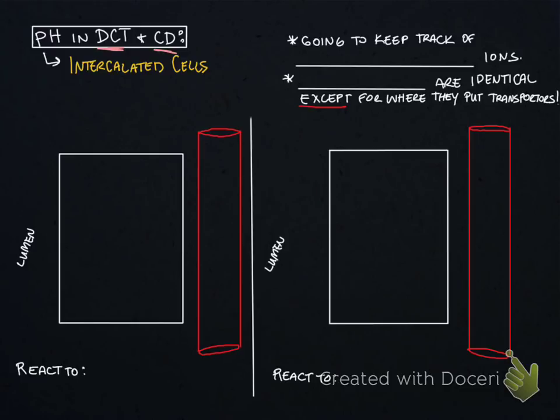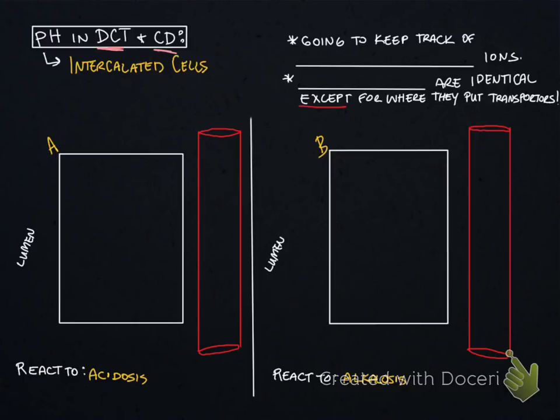Okay. And I could have drawn these one on top of the other like they're next to each other, but I thought it was easier to see them separate. So we have like two flavors. Here's flavor A and flavor B of these intercalated cells. Type A is going to react to situations in the blood that are acidosis. So then we would think that type Bs are going to react to situations that are alkalosis.